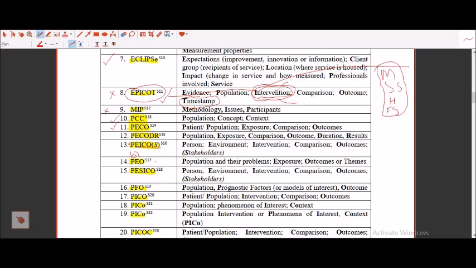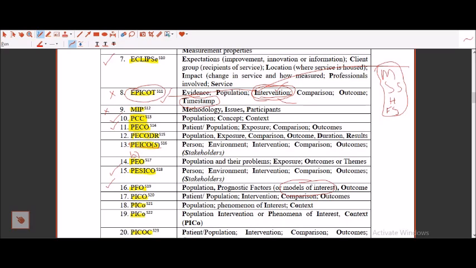Then comes what I call PESICO, and this is again person, environment, intervention, comparison, outcomes. We have PFO, population, prognostic factors, or models of interest. Now, try to understand what these models of interest are that I'm talking about, and maybe after 3 or 4 videos I would be sharing more information, wherein there are 2 or 3 websites where things are present for us, and without investing your own time and effort, you can borrow your features from those things, and then go forward with it also. I'll be showcasing it.